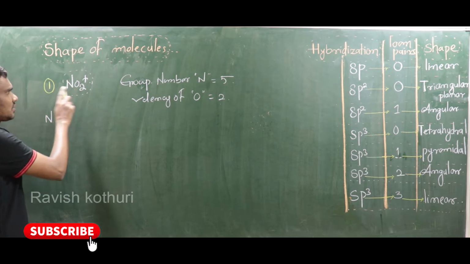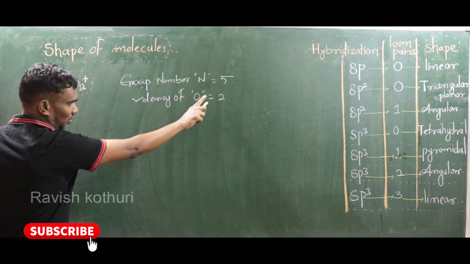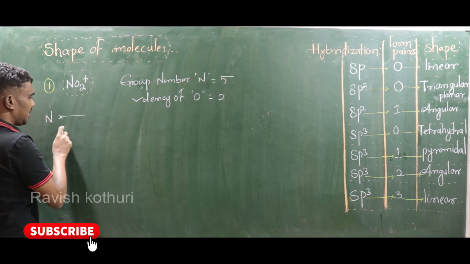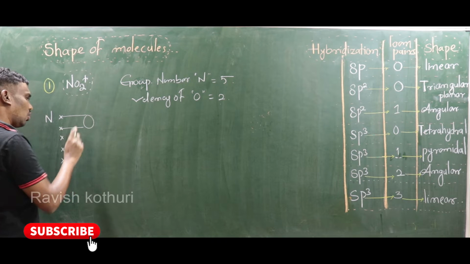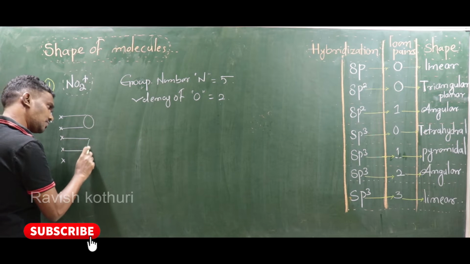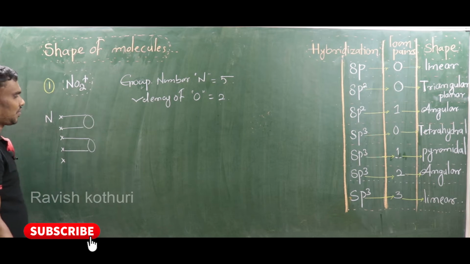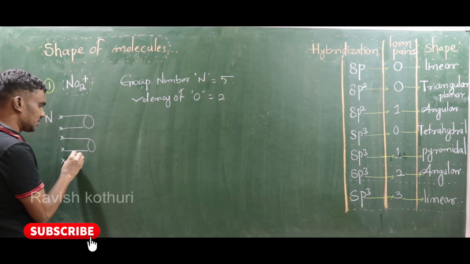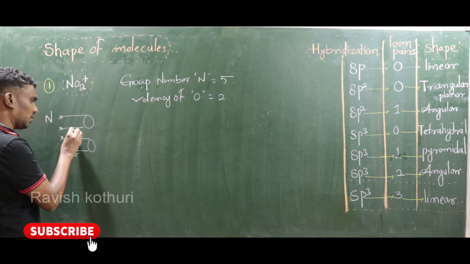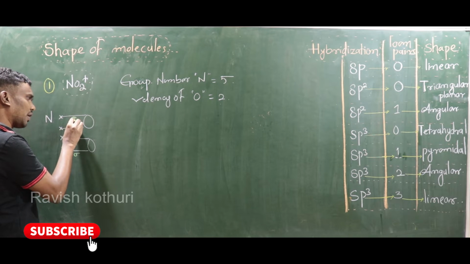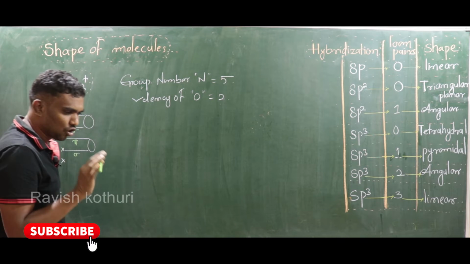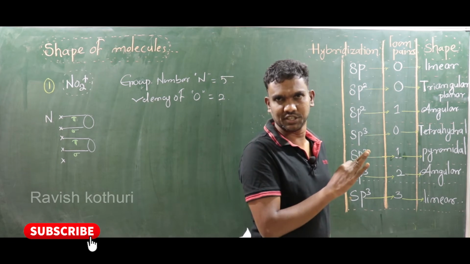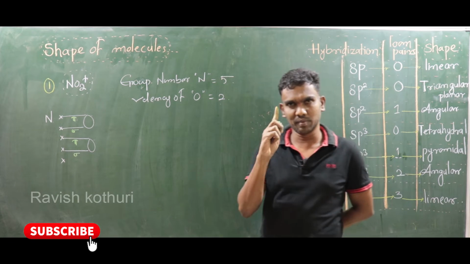Now how many oxygens are there? 2 oxygens are there. Oxygen valency is 2, so that is the reason it makes a double bond. In a double bond, one is a sigma bond and another is a pi bond. Pi bonds cannot participate in hybridization. That is very important. You have to remember that point.